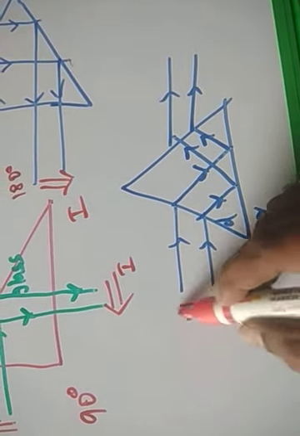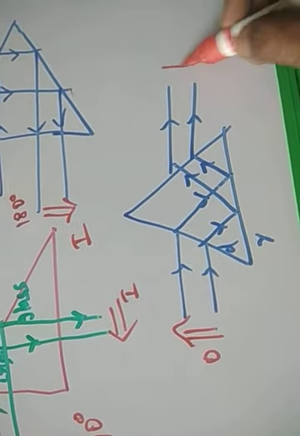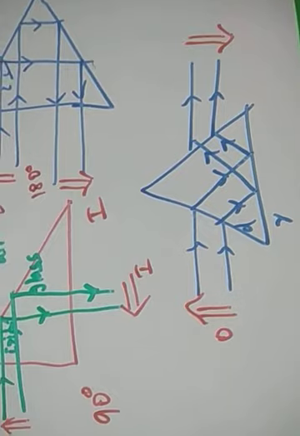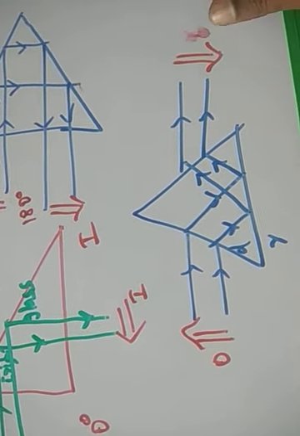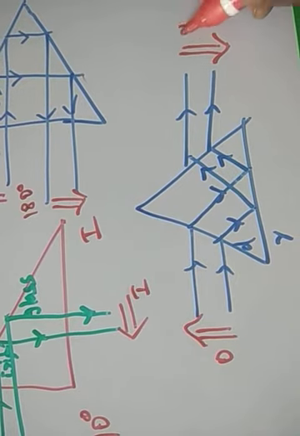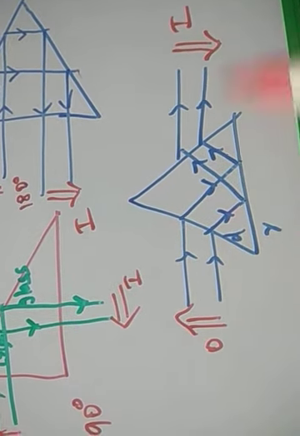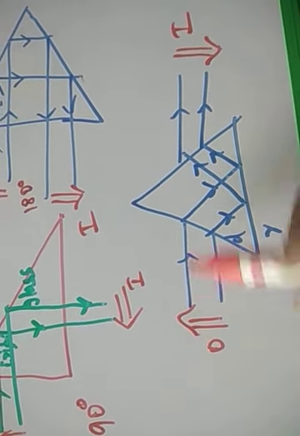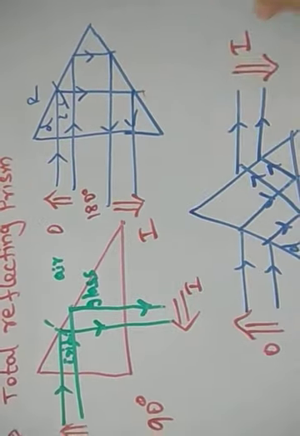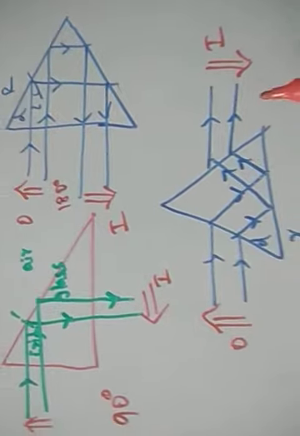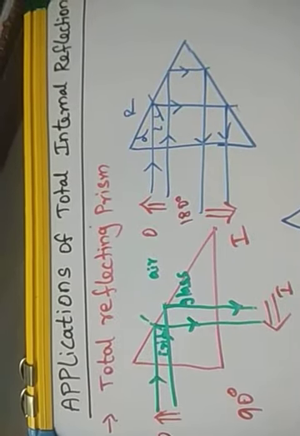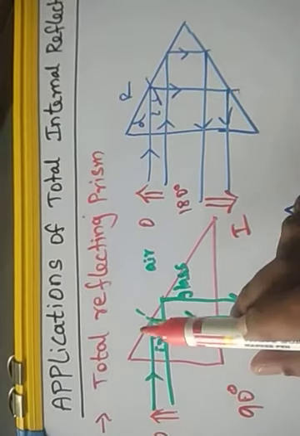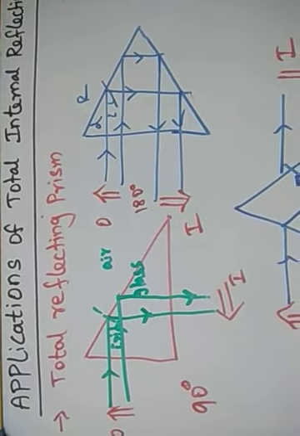The object will be like this, but the image will be inverted by 180 degrees. This is an image. So the object is inverted, but the light is not deviated. Here also the light is not deviated, it comes in the opposite direction. So these are all the applications of total internal reflection in total reflecting prisms.